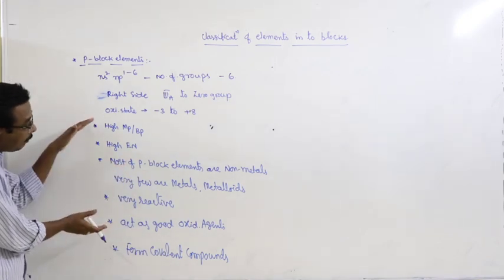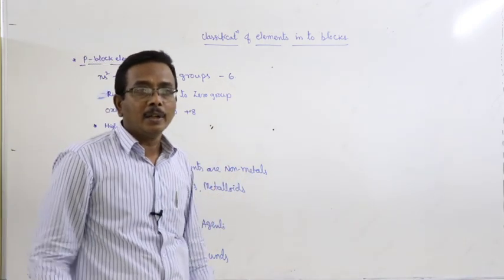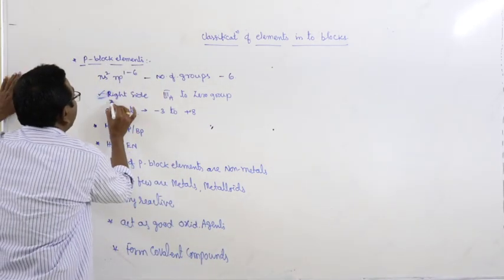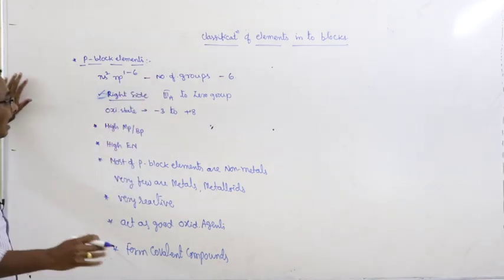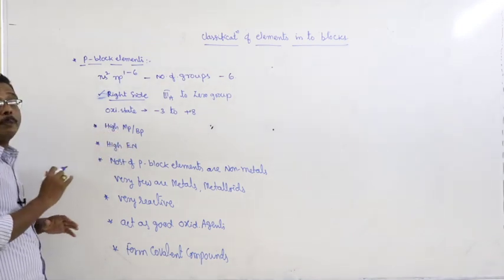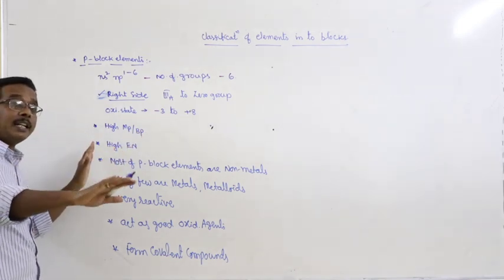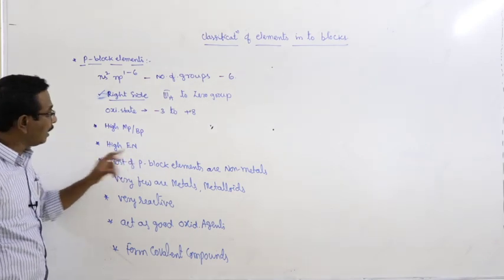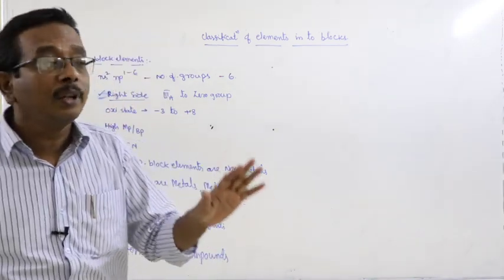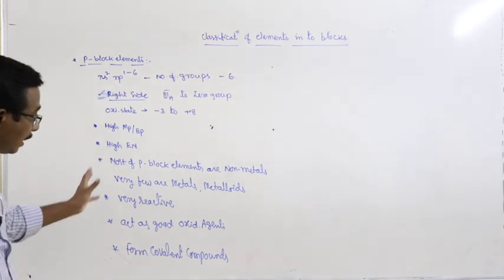If you compare the features of the P block elements with the S block elements, they are completely in contrast. S block elements are present at the left side of the periodic table, but the P block elements at the right side. S block elements have low melting points and boiling points, but P block elements have higher melting points and boiling points. S block elements are highly electropositive, but P block elements are highly electronegative. Most of the P block elements are non-metals. There are very few metalloids and also metals, and they are very reactive, and they act as good oxidizing agents.